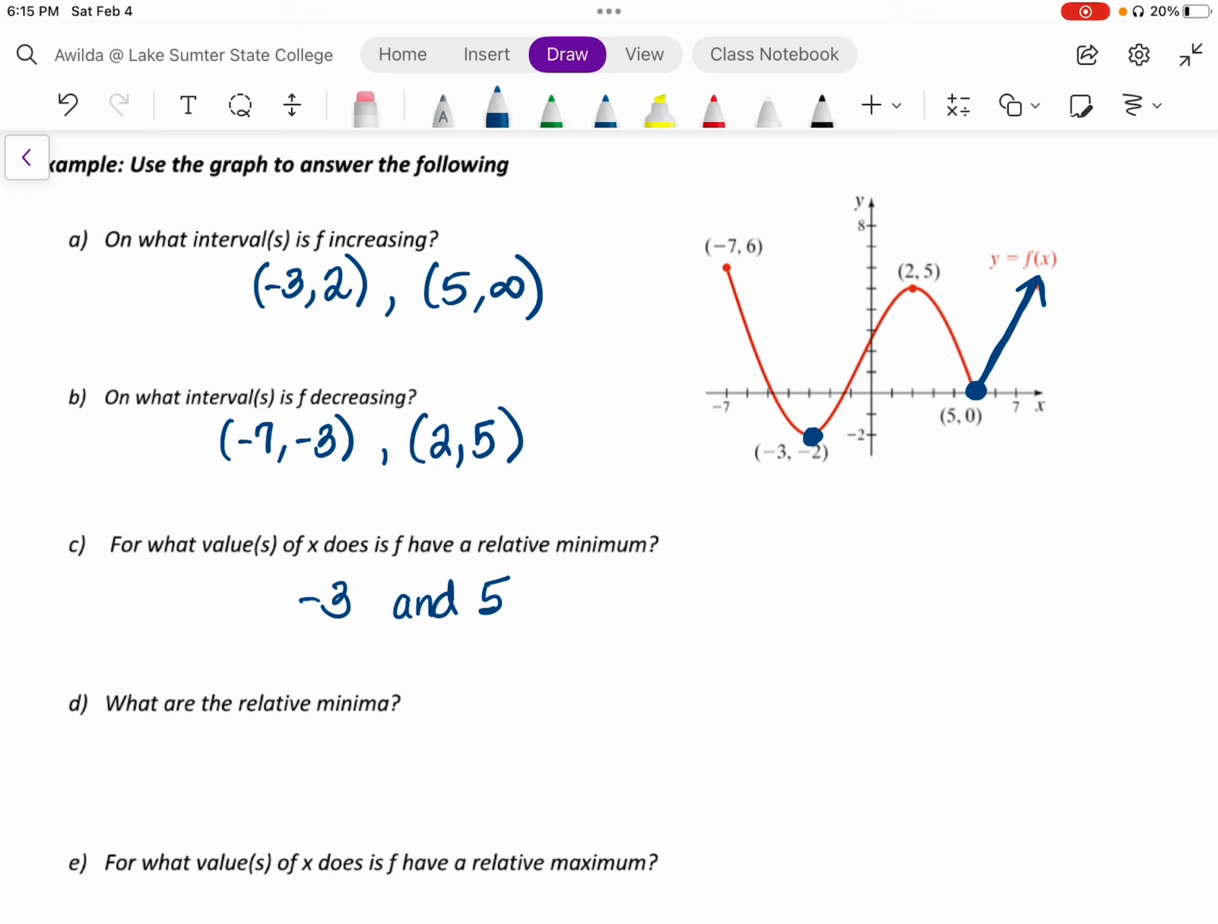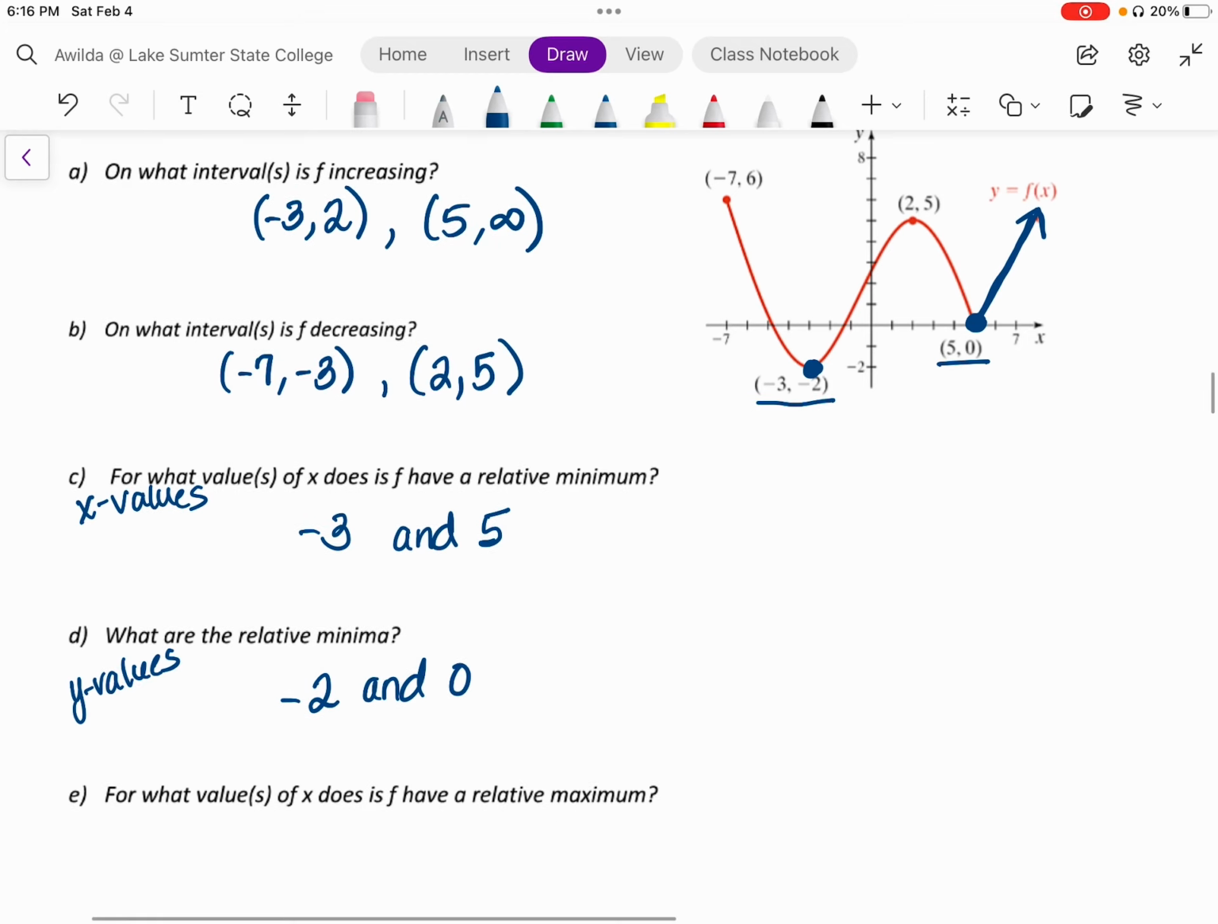All right, let's go back to part D. What are the relative minima? Minima is plural for minimum. Well, this is a different question from part C, because part C is asking, what are the x values that have those relative minimum values associated with them? Relative minimum values are actually y values. So the actual minimum values are -2 and 0. These are the x values in part C, and in part D, what are the corresponding y values? So again, they come from these two ordered pairs where we saw those values.